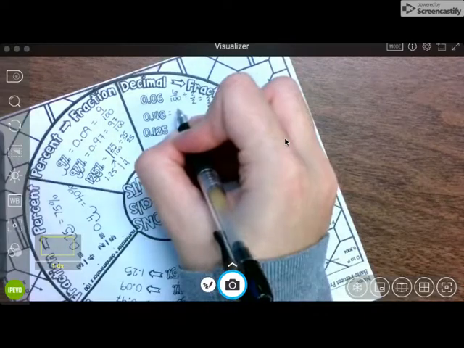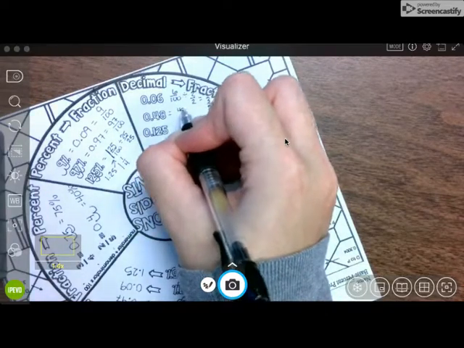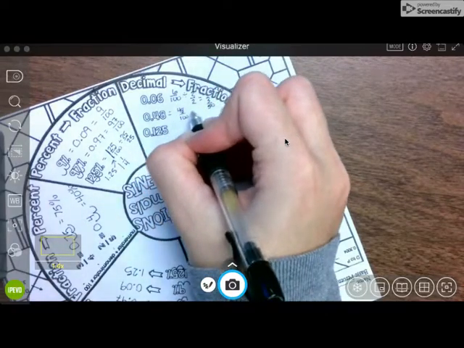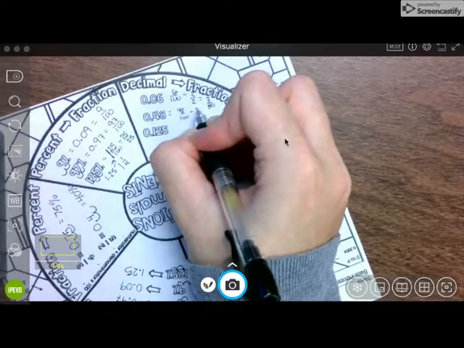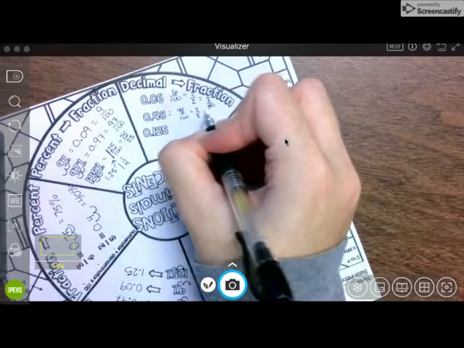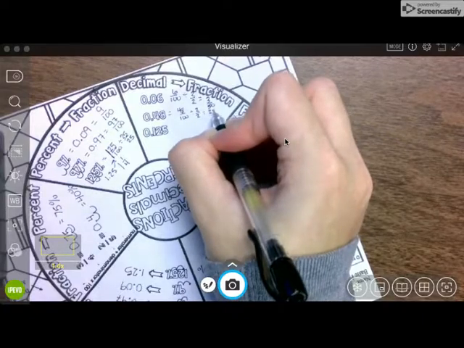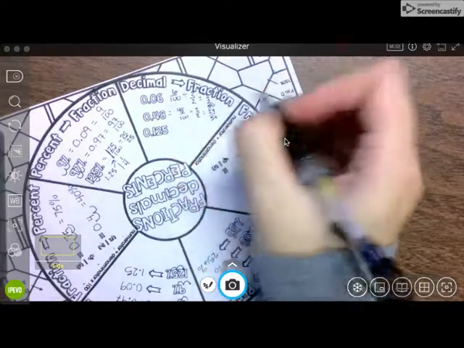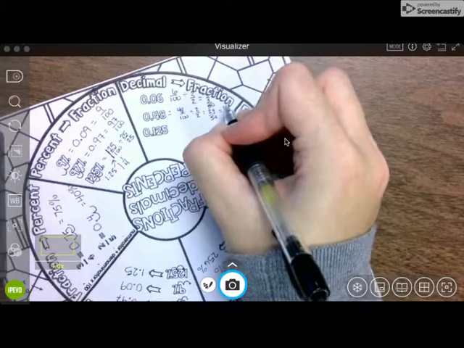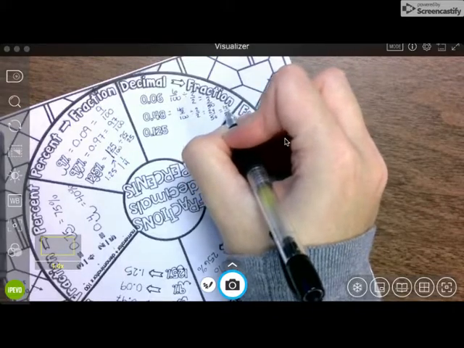This would be 48 hundredths. Divide those both by 2, and that gives you 24 over 50, divided by 2 again, gives you 12 over 25.